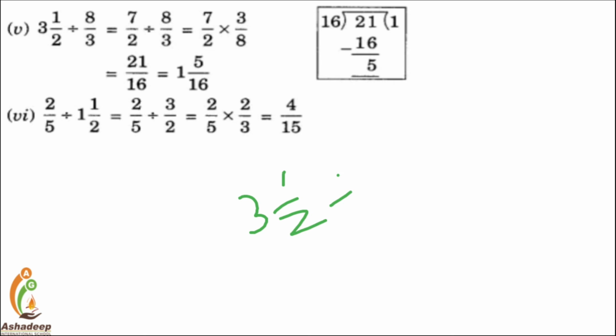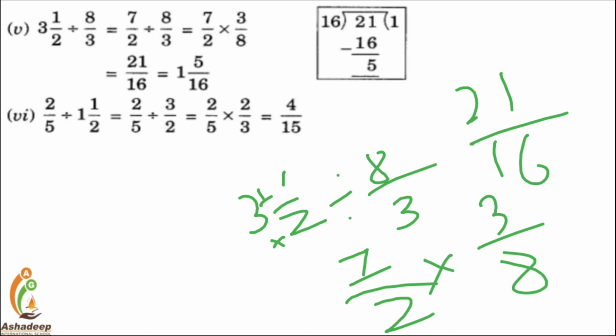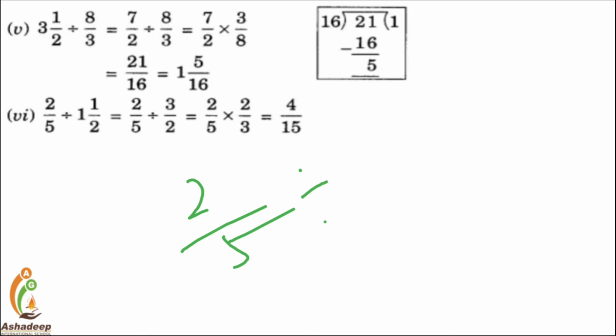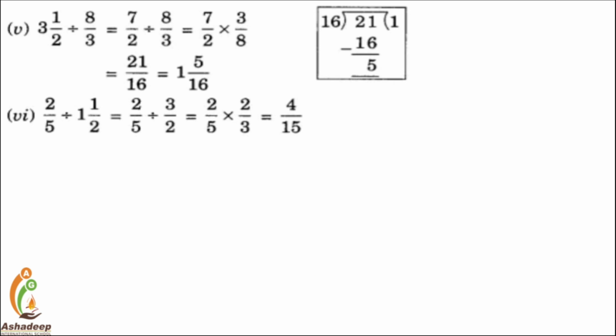3 1 by 2 divided by 8 upon 3. So 3 2s are 6, 6 plus 1, 7. 7 upon 2 multiplied by 3 upon 8. So 21 upon 16 or 1 5 upon 16. Clear? Then 2 upon 5 divided by 1 1 upon 2. So 2 upon 5 multiplied by 2 upon 3. So 4 upon 15. Clear?